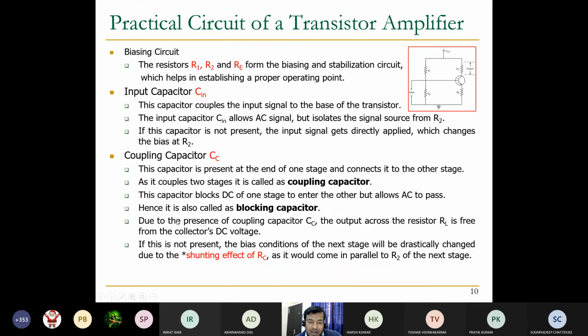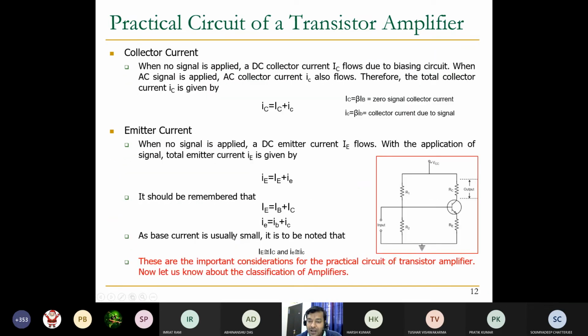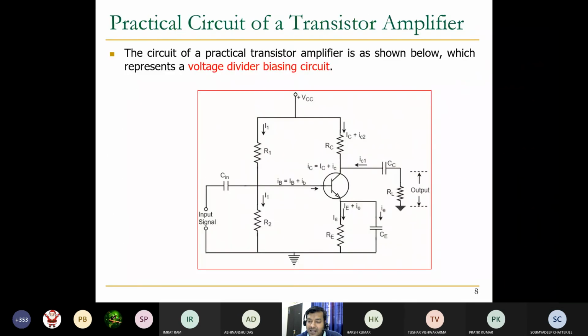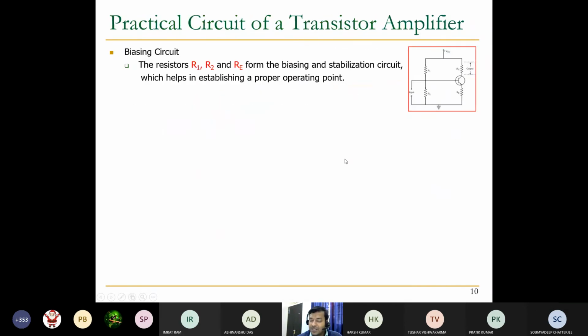Due to the presence of the coupling capacitor CC, the output across the resistance RL is free from the collector's DC voltage. Since it is connected at the output, RL is completely free from the collector DC voltage, because the capacitor will not allow DC signals, it only allows AC signals.